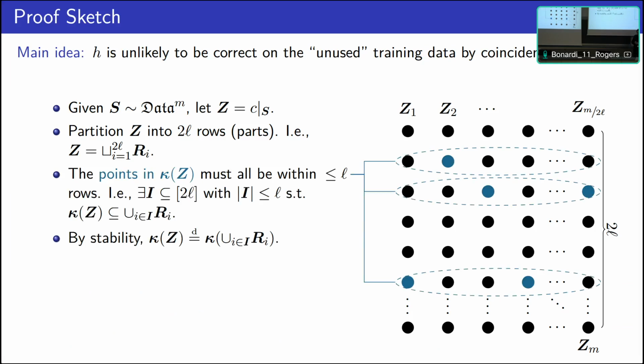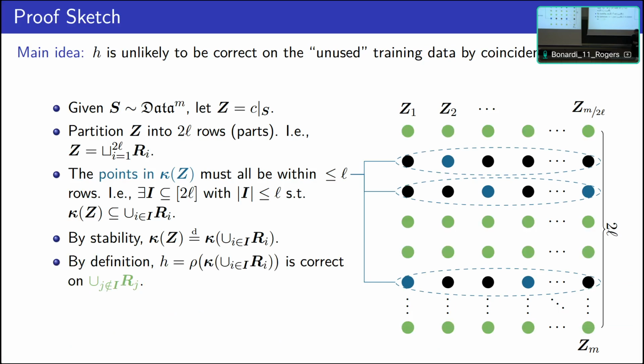So by the stability property, the distribution that we obtain when compressing just the union of those rows will be the same as the distribution we would have by compressing them all, the distribution of the compression maps. And by the definition of the stability of the reconstruction, we know that the sample is correct on the entire thing, even though we could consider a compression just as a function of those highlighted lines containing the compression points.